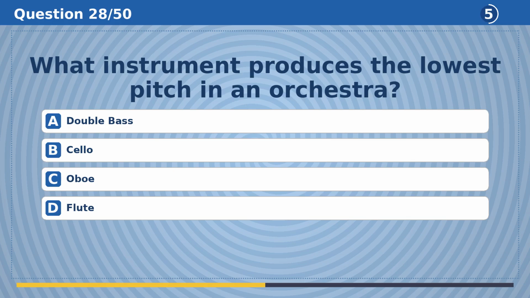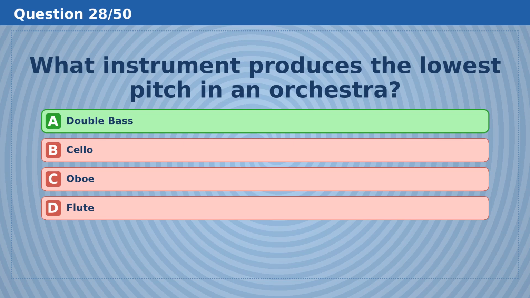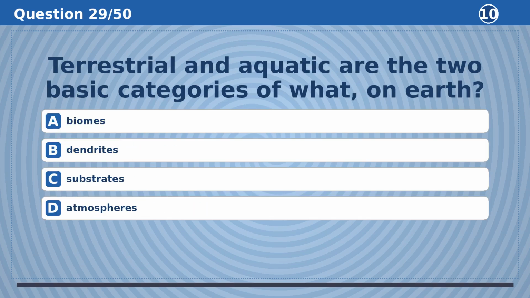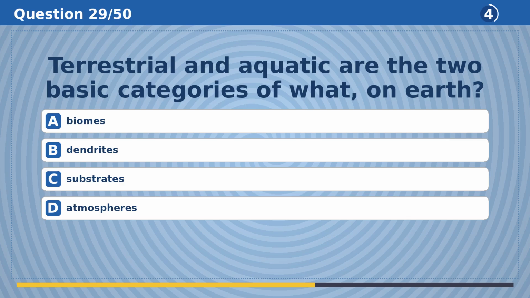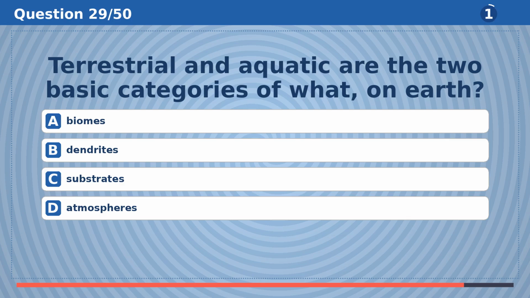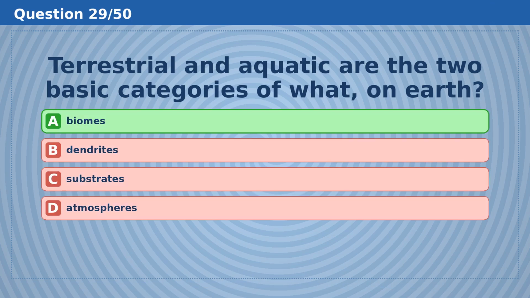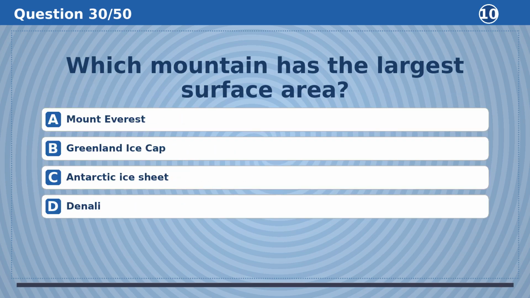What instrument produces the lowest pitch in an orchestra? The answer is A, Double bass. Terrestrial and aquatic are the two basic categories of what on Earth? The answer is A, Biomass.